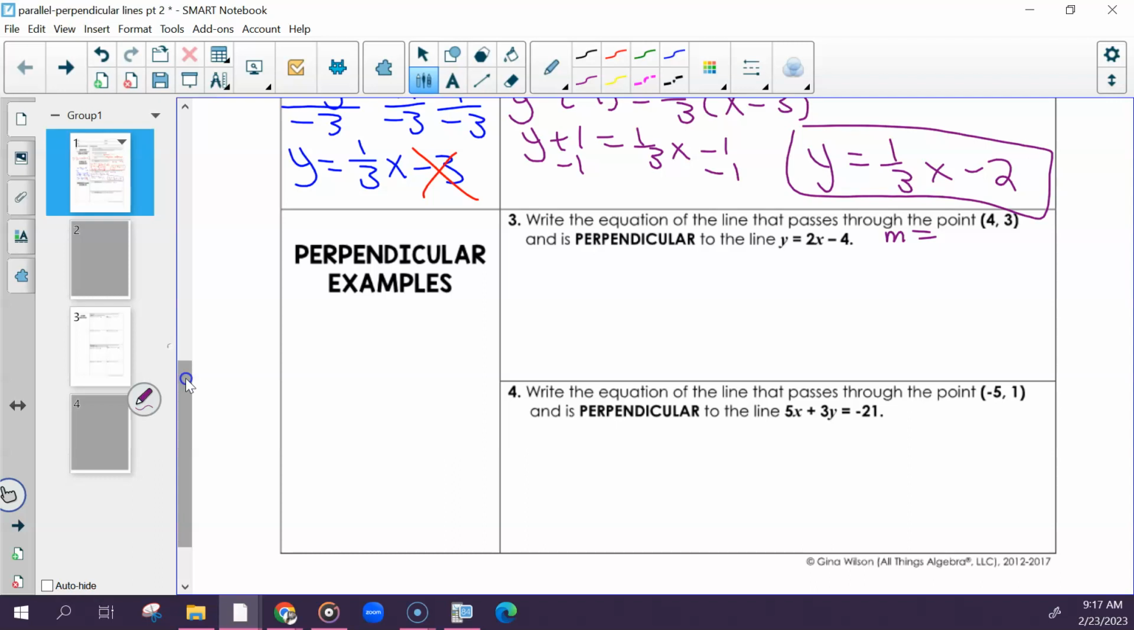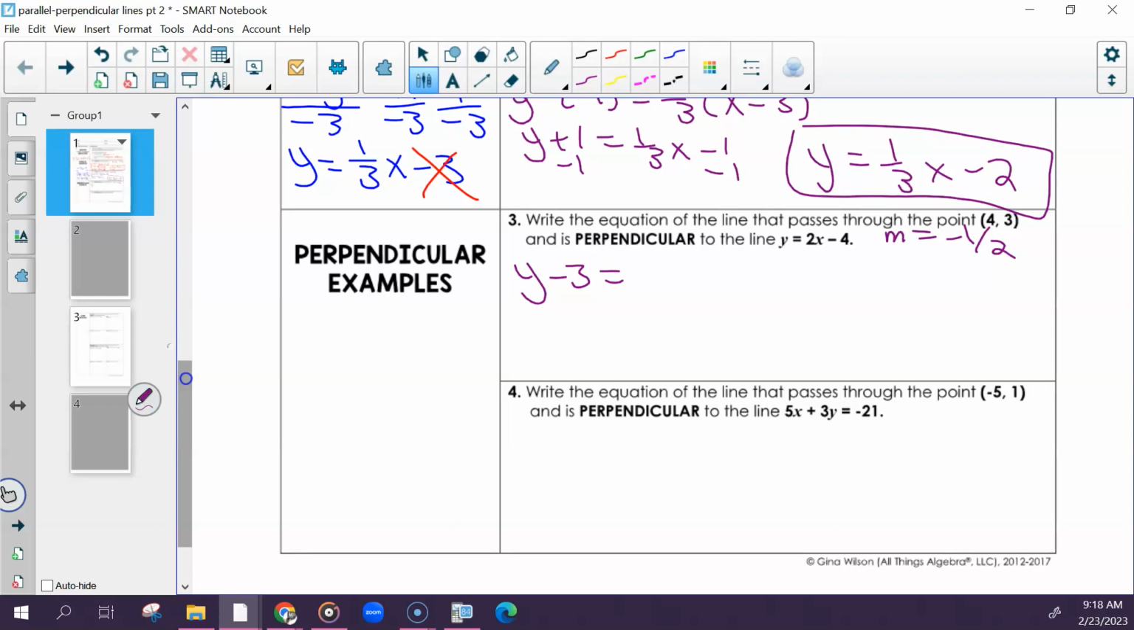Then? 1/2. Positive 1/2? Or -1/2. Negative 1/2. So if you don't do this, all the rest of your work is going to be messed up. You have to do this first. Right. Then, now that we have our new slope, we can go into that process.